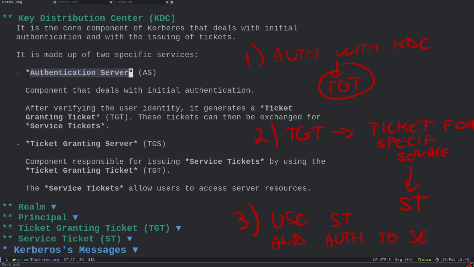And of course, in the second step, the ticket granting server has to check if your TGT is valid or not. So there's actually also a second authentication in this middle context to actually generate the proper service ticket, essentially. And the service ticket is what you actually use to access the resources you are interested in.